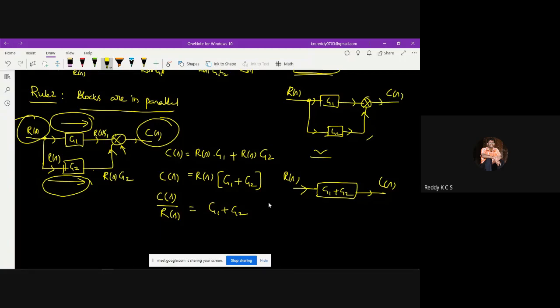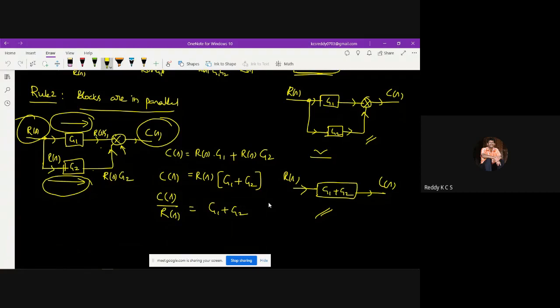When you come across this kind of situation, this portion is replaced with this simple block diagram. When you are solving a physical system, we can replace this complex block diagram with a simple block diagram. When the blocks are in parallel, we can just add algebraically.